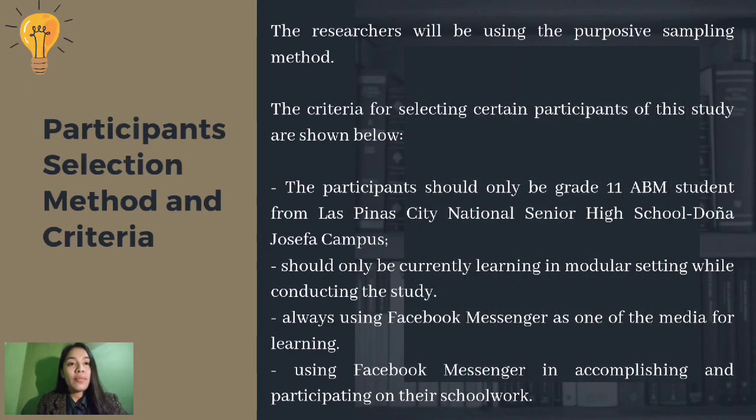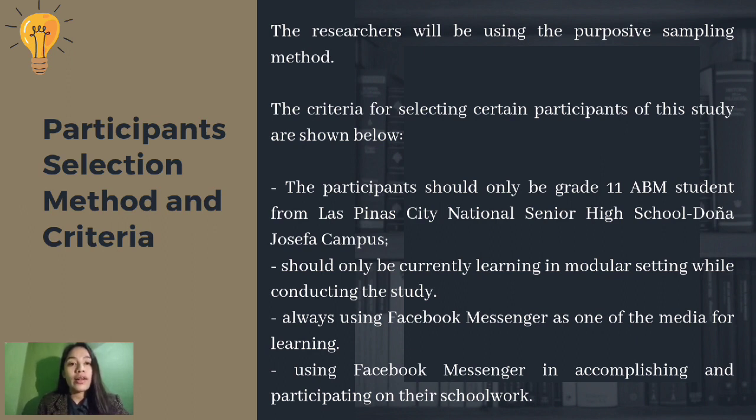Participants, selection method, and criteria. We, as the researchers, will use the purposive sampling method wherein we will select the respective students that have met the criteria for answering and carrying out this study's questions and its aim. There will be 6 to 15 participants from the grade 11 ABM modular students from Las Piñas City National Senior High School, Doña Josefa Campus.